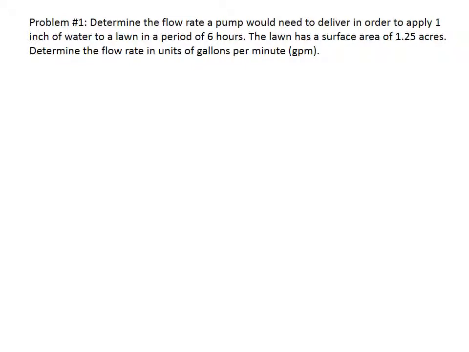In problem number 1, we are trying to determine what flow rate a pump would have to deliver to supply 1 inch of water to a lawn in a period of 6 hours if the lawn has a surface area of 1.25 acres. And we're to determine this flow rate in units of gallons per minute. Well, the first thing we want to do is get a little better picture of what this would look like.